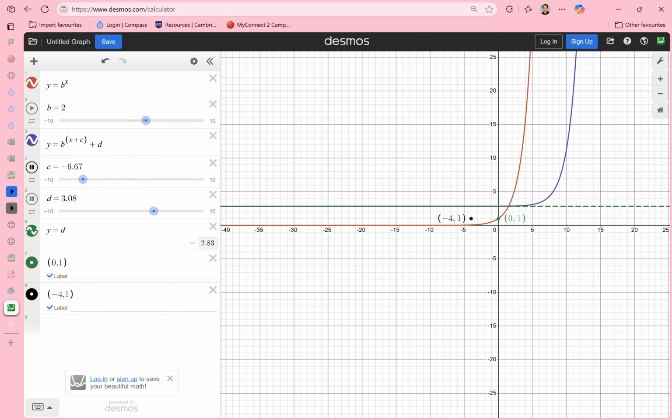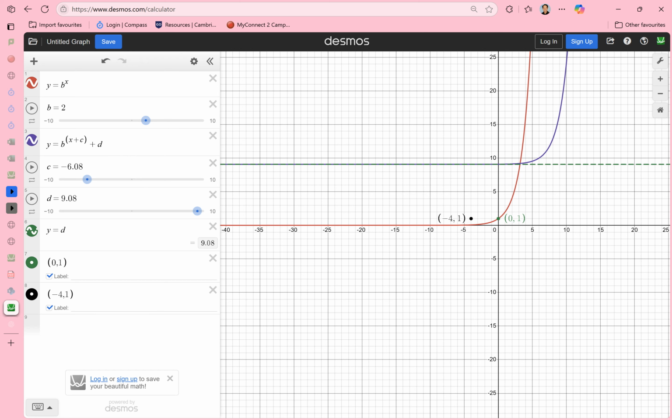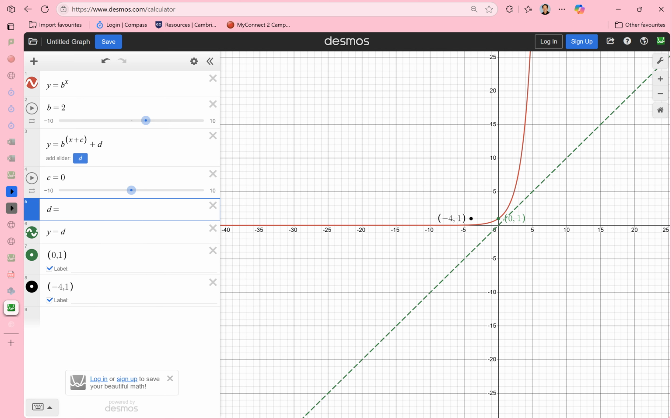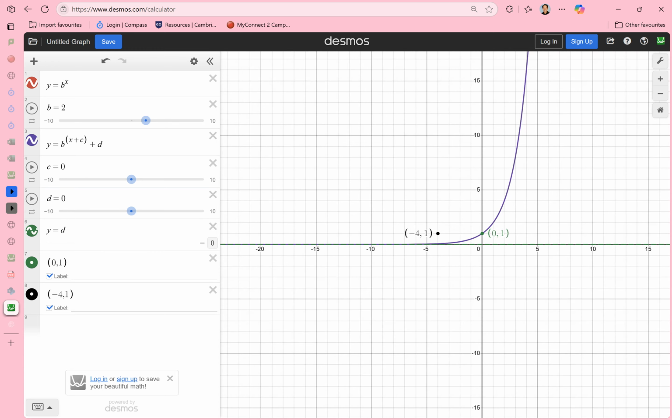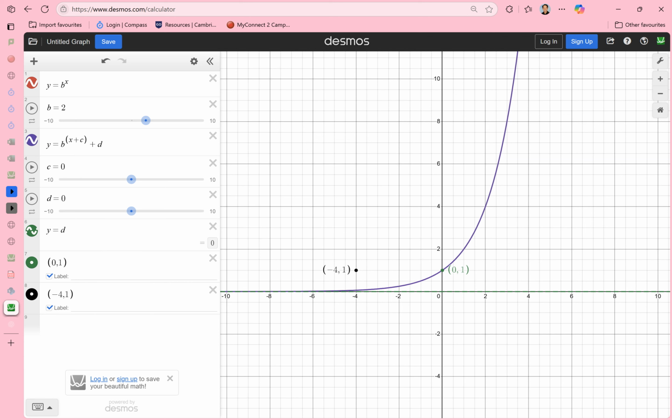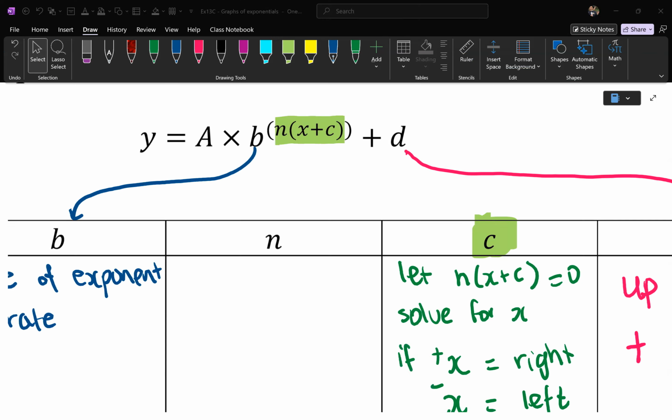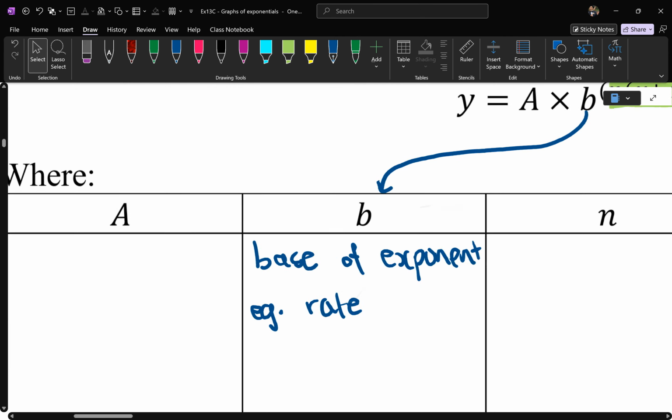Let's pause the video, or more like the C's and D's. I'm now going to make this all zeros just to bring it back to the original. That to me, out of all the transformations, C and D is the easiest one to read, because you're just moving left, right, up and down. The one that's a bit harder to understand is your N and your A, because it makes it thinner, it makes it wider.